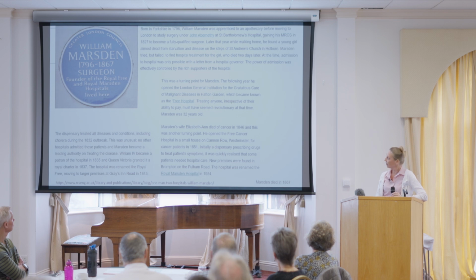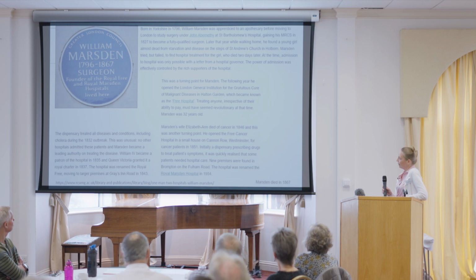He was born in Yorkshire in 1796. Then he studied in London. And later that year, after he graduated, he found a very young girl, almost dead from starvation disease, at the steps of the St. Andrew's Church. He wanted to have her admitted, but did fail and she died 2 days later. At the time, admission to the hospital was possible only with a letter from a hospital governor. Now, this was a turning point for Marsden.